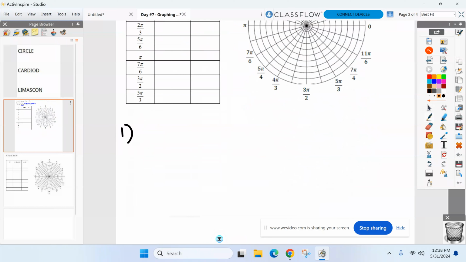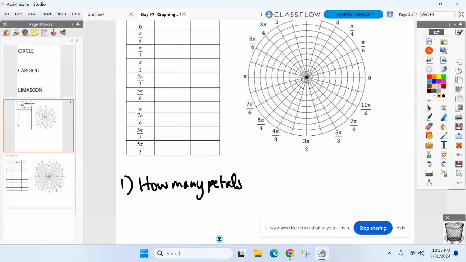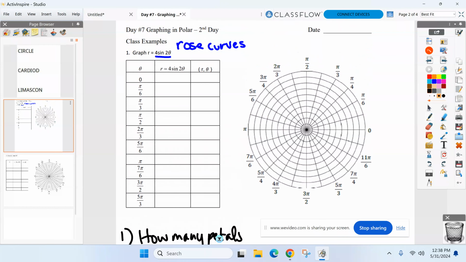Number 1, how many petals? Yes, there are 4, but how do I look at the equation and know that? Everyone's going to say, just look at the first number, but that's not the answer. The answer is the number next to theta.